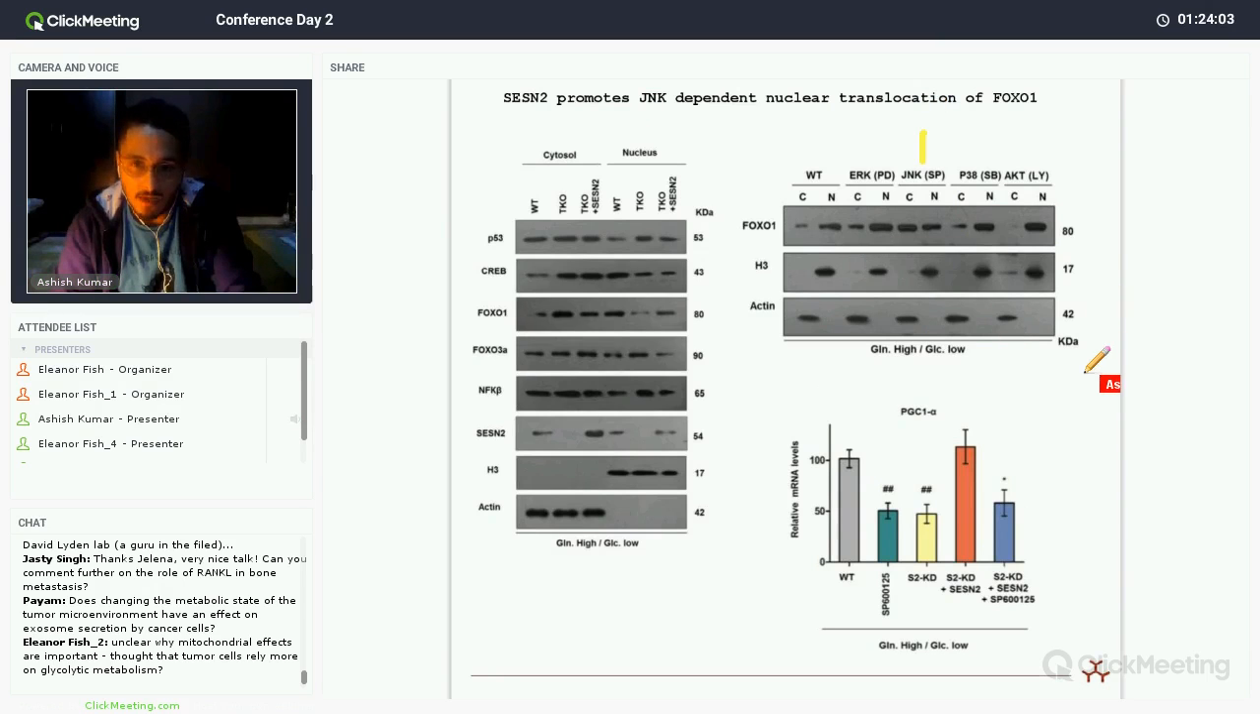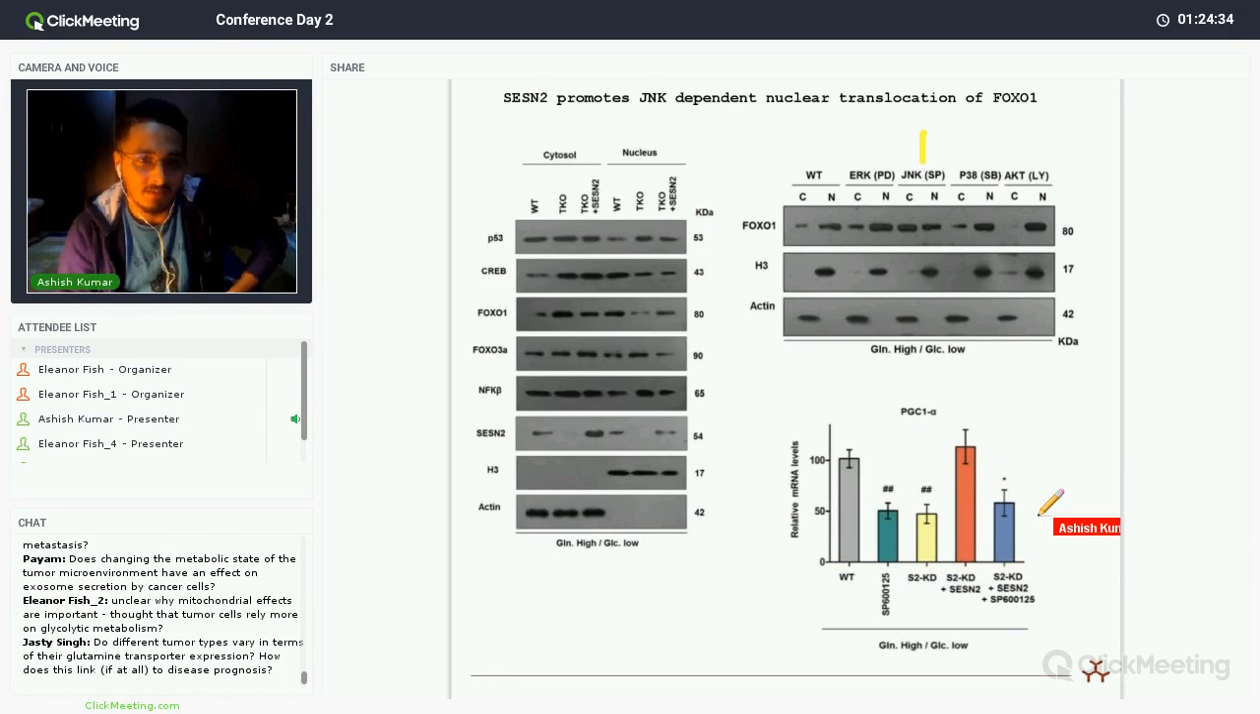We also checked the mRNA level of PGC1 alpha under these conditions where we suppressed the JNK levels, and we found that there were lower PGC1 alpha levels under JNK inhibition or Sestrin2 knockdown, and re-expression of Sestrin2 in knockdown cells can increase the levels of PGC1 alpha. But interestingly, if we reintroduced the Sestrin2 but inhibited the JNK, then this increase was not there. So it means that JNK activity is also essential for governing the transactivation of PGC1 alpha.